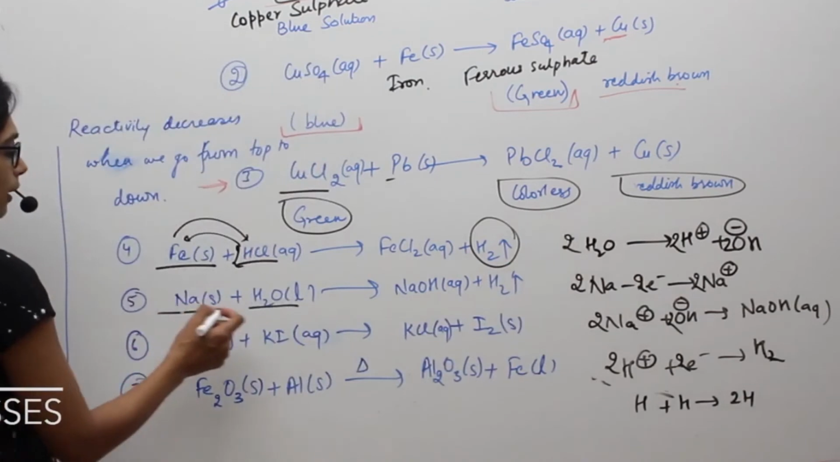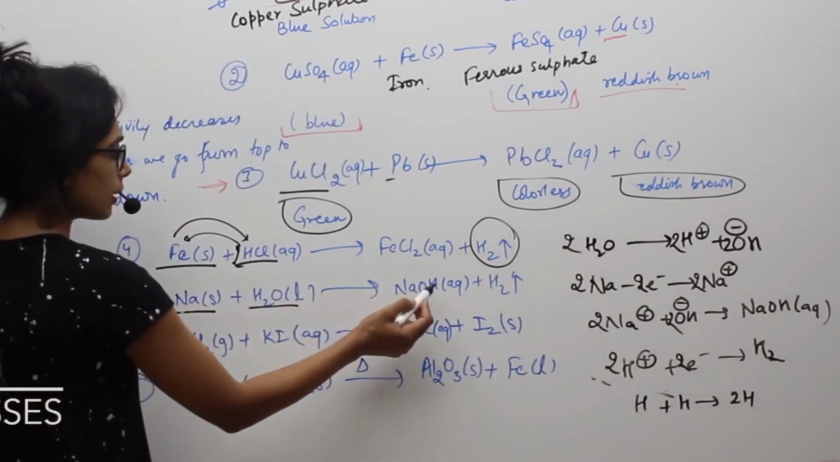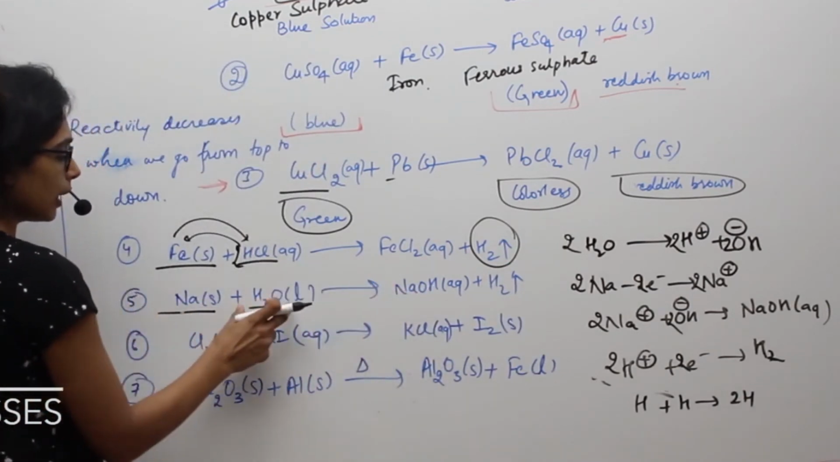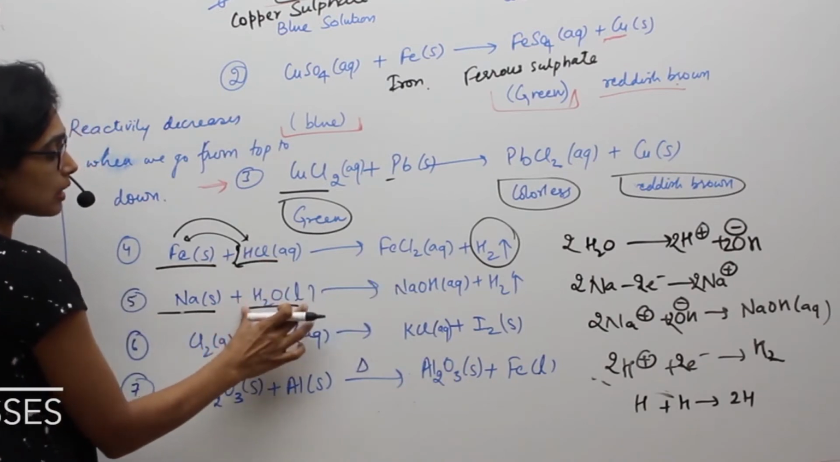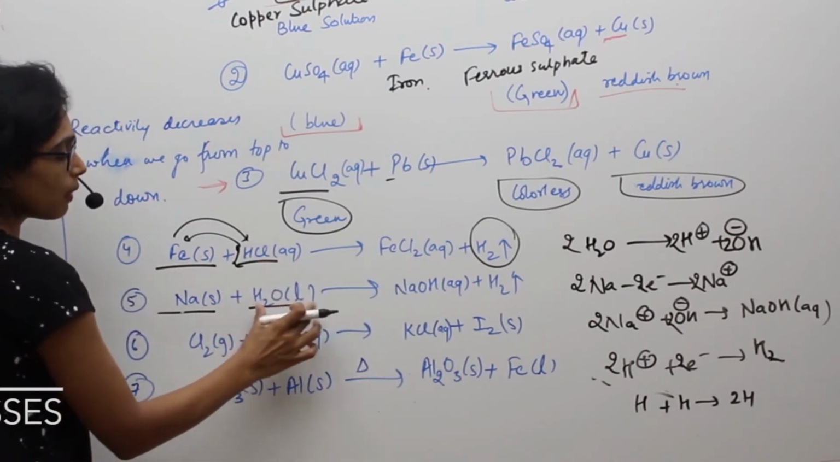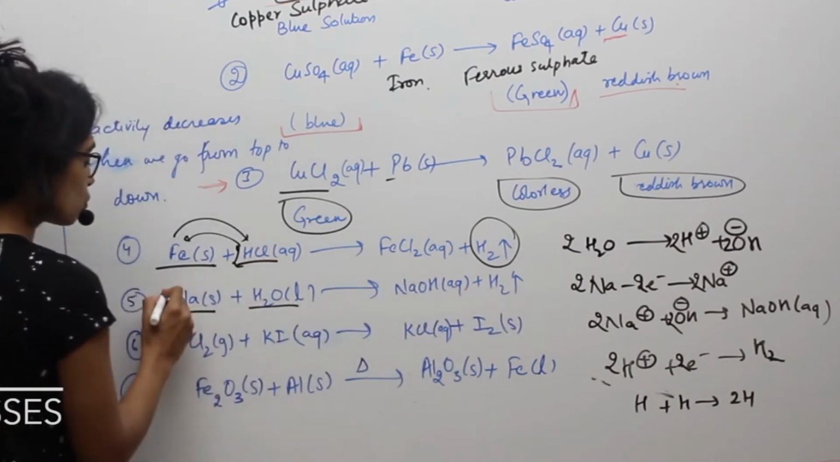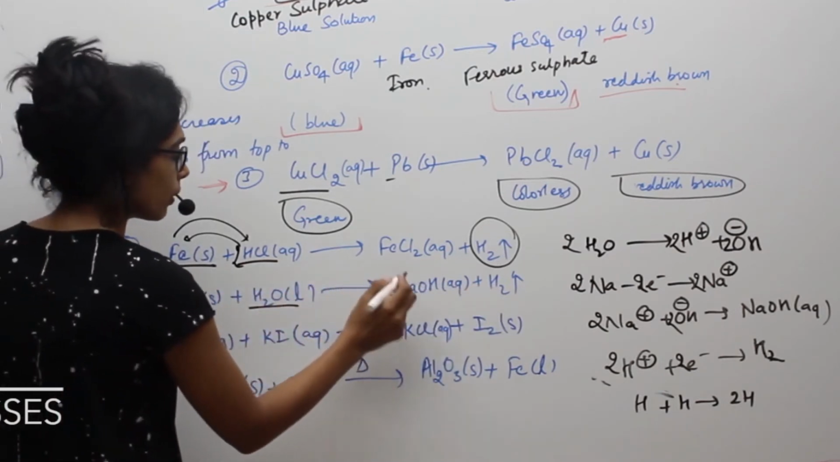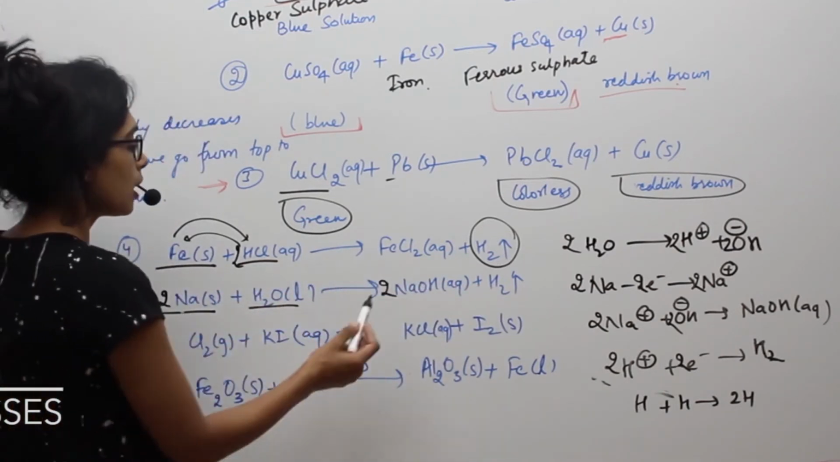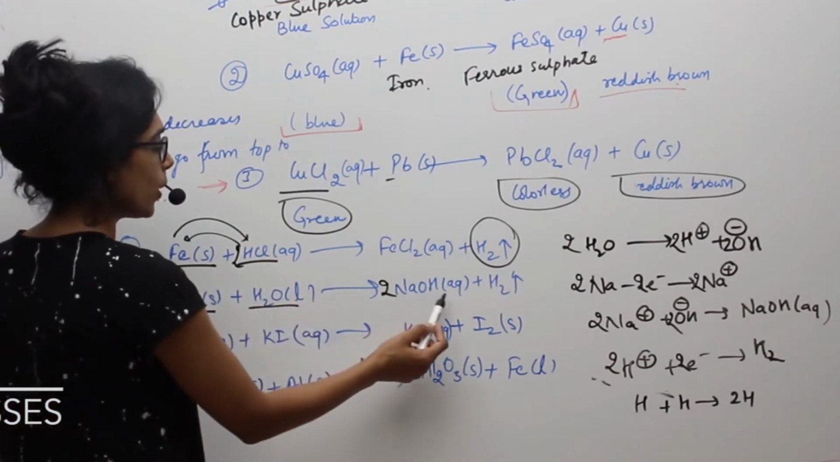If you just balance this, it will be a little tough, so I have to balance it overall. So I'll do 2 sodiums, so it will become 2 NaOH. If I do 2 NaOH, I have 2 sodiums, same. OH.